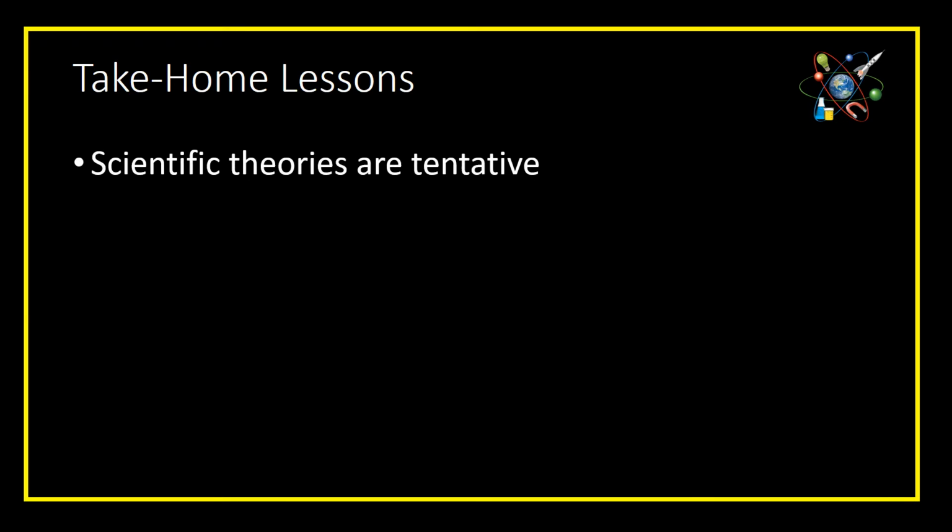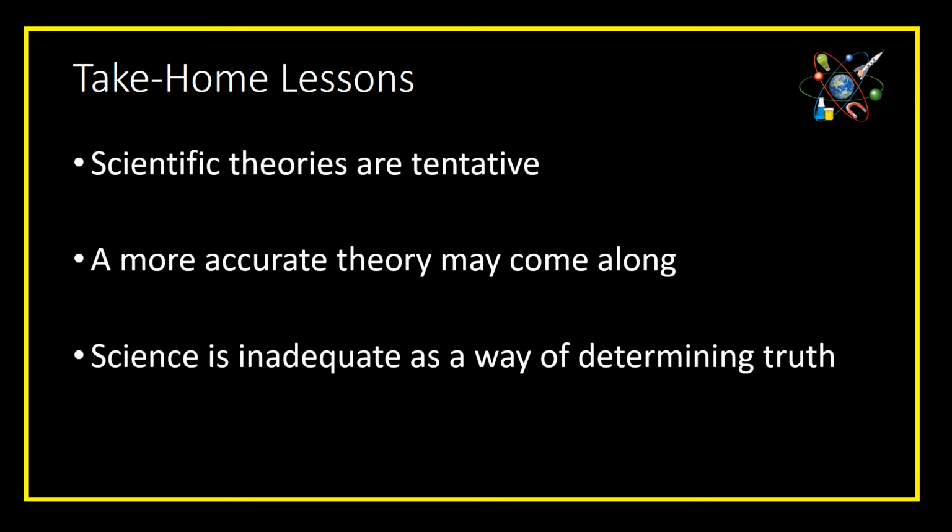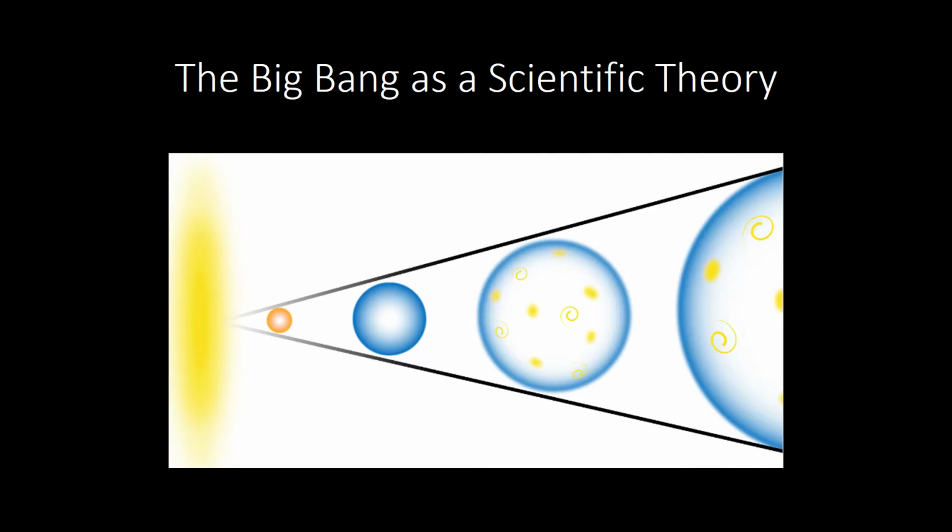From history, we learn that all scientific theories are tentative, that a more accurate theory may come along at any time, and therefore that science is inadequate as a way of determining truth. With that in mind, let's look at a specific theory that many people think best explains the origin of our universe, the Big Bang Theory.